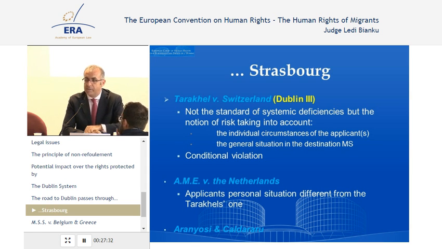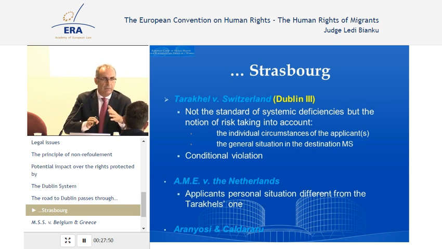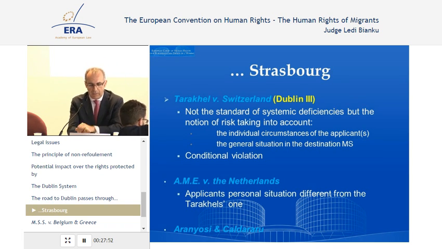And this is, at least from my perspective, a judgment which focuses on the individual assessment of each and specific case. There is no automaticity, no absolute automaticity in these cases. And I think this principle could be applied mutatis mutandis also in asylum cases.